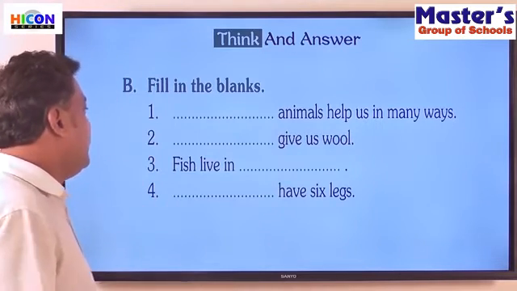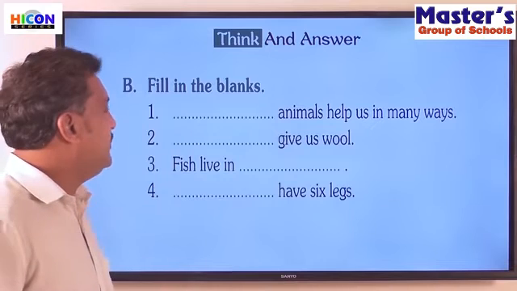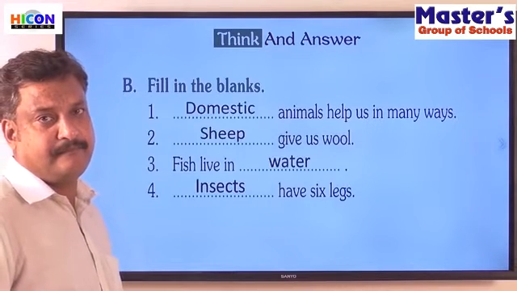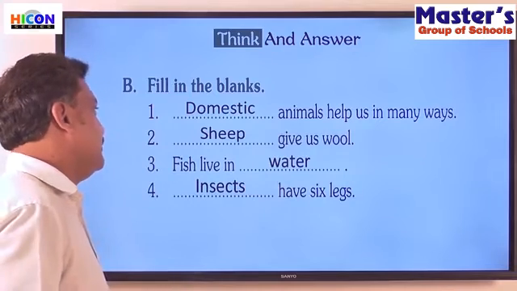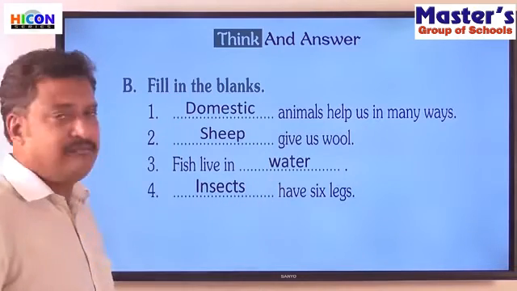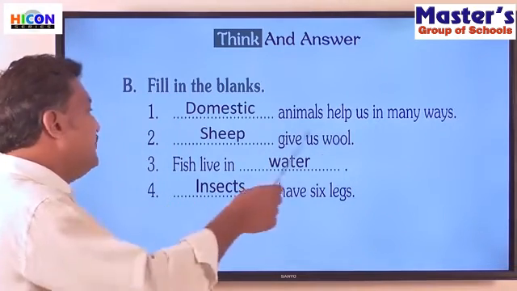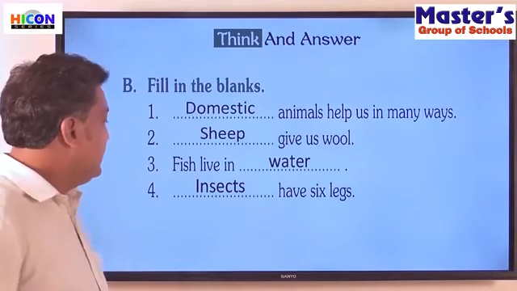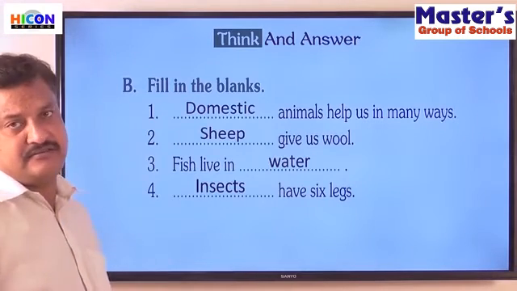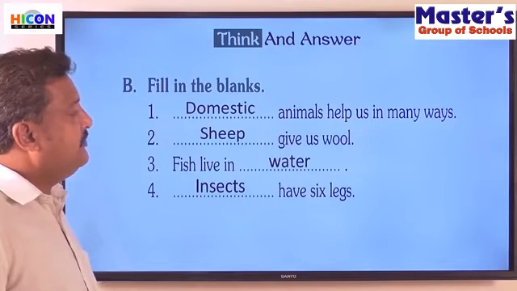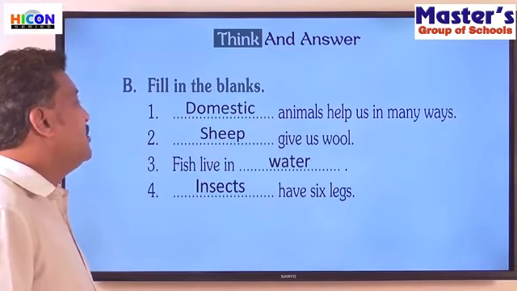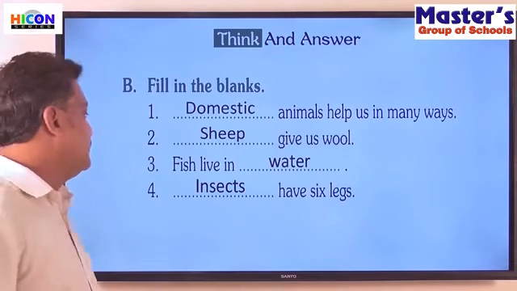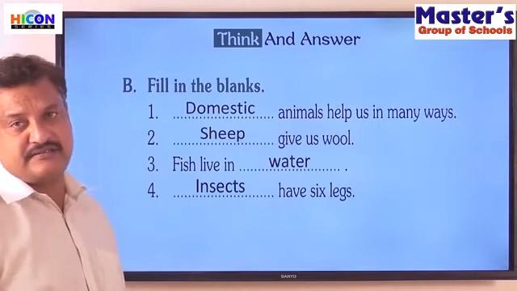Right? So now I will have the answers over here and we will discuss the answers once again. Yes. Domestic animals help us in many ways. The sheep give us wool. Fish live in water. Insects have 6 legs. Domestic animals help us in many ways. Sheep give us wool. Fish live in water. And insects have 6 legs.